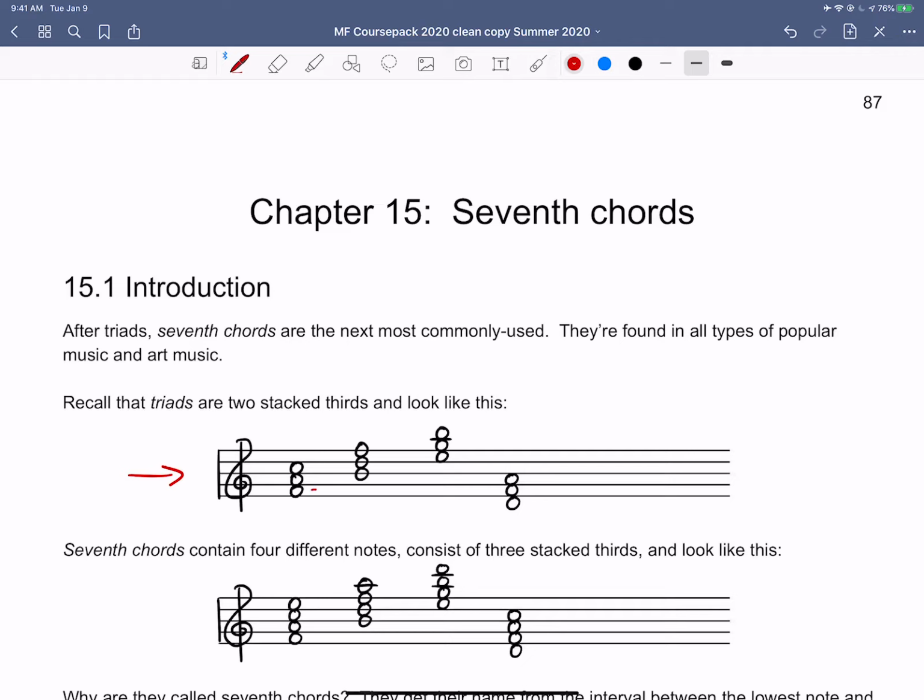You can think of them as space, space, space, line, line, line, or you can also think of them as a pair of stacked thirds. So here's a third, and there's a third. Here's a third, there's another third. So two stacked thirds, or line, line, line, space, space, space.